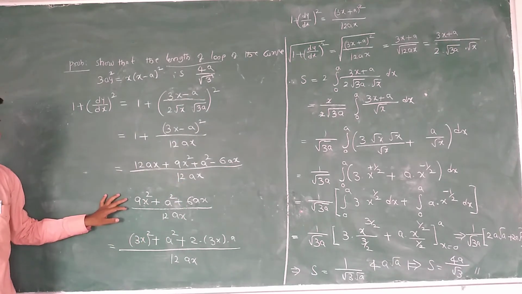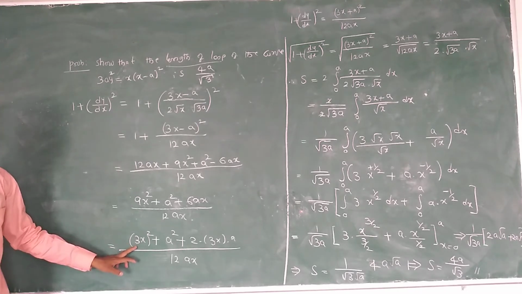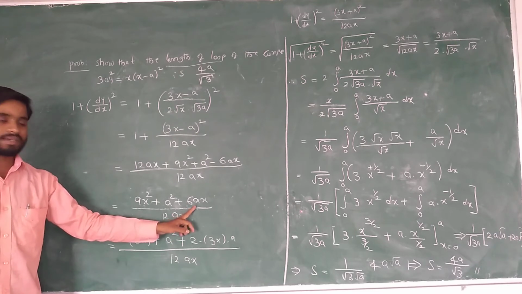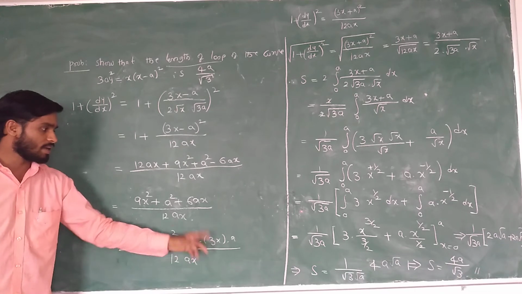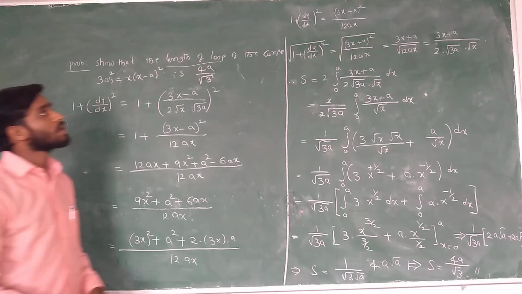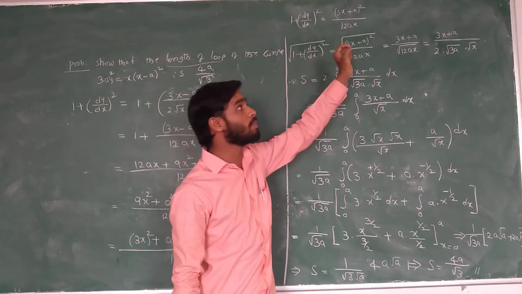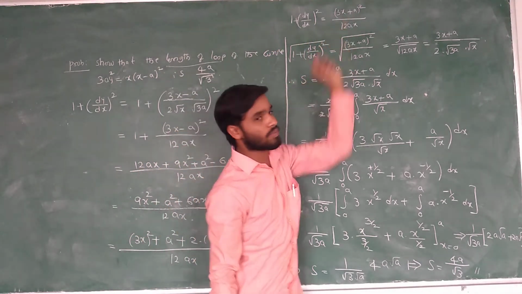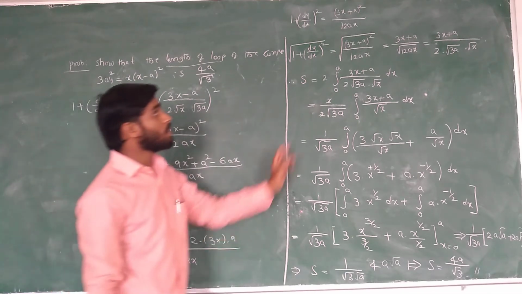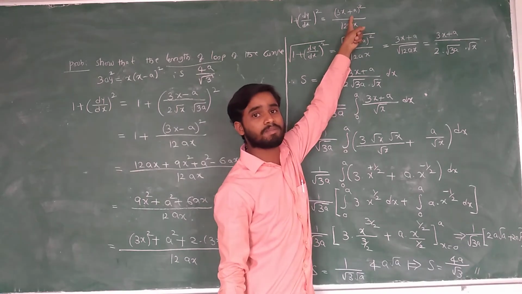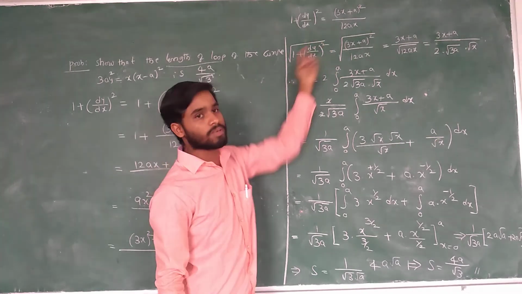Now in the numerator we can observe 9x square can be written as (3x) whole square, a square as it is. 6ax can be written as 2 into 3x into a. So that will be again 6ax, denominator same. Now resultant 1 plus (dy by dx) whole square will be (3x plus a) whole square by 12ax, since a square plus b square plus 2ab is in the (a plus b) whole square format.